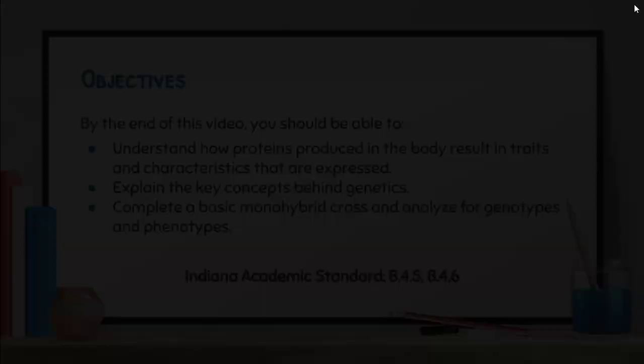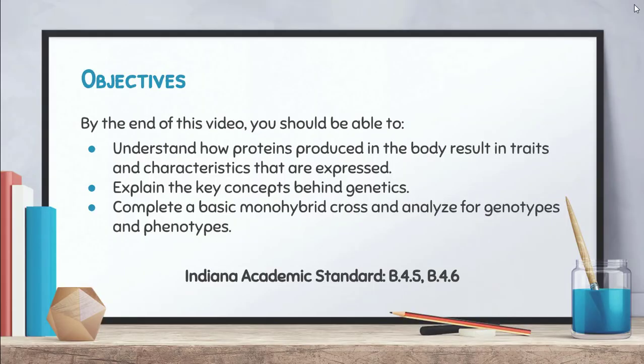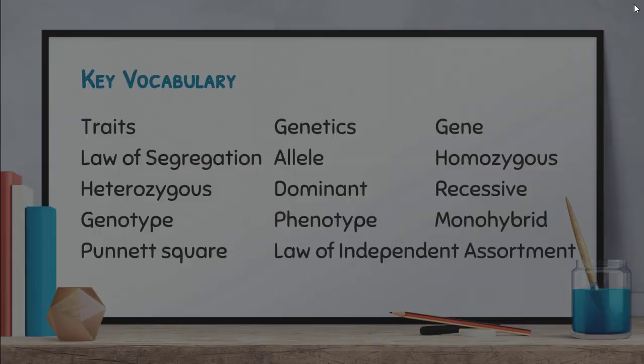So let's get going. We have quite a few objectives for this particular video, but by the end of it, you should be able to do the following. You should be able to understand how proteins produced in the body result in traits and characteristics that are expressed, explain the key concepts behind genetics, and complete a basic monohybrid cross and analyze for genotypes and phenotypes. If you've ever heard of or remember the term Punnett squares, that's something we're going to take a look at in this video. If you have a good idea of it, great. If not, I promise you by the end of this video, you will completely understand how to do that.